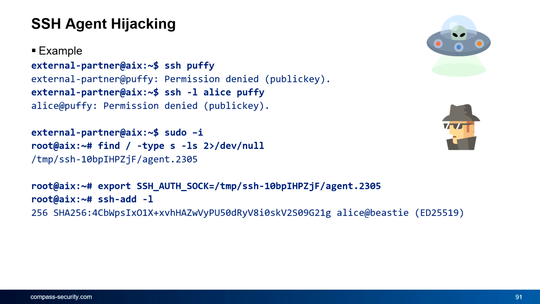So now, as the root user, the external partner can just set the SSH_AUTH_SOCK variable to the socket file in /tmp, and then using the ssh-add command, the user can verify if there are keys loaded. And here we can see that a key is loaded with the name Alice at BSD. So probably Alice from the host BSD also performed a login to this AIX host and forwarded her SSH agent to this host.